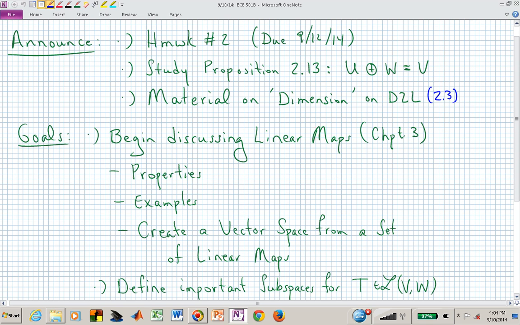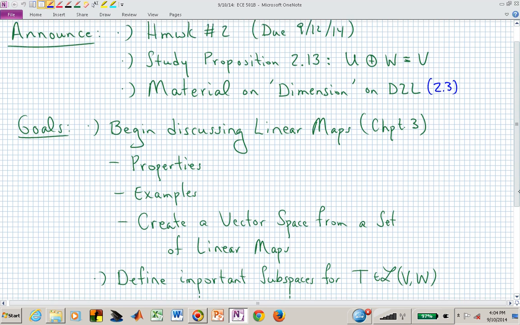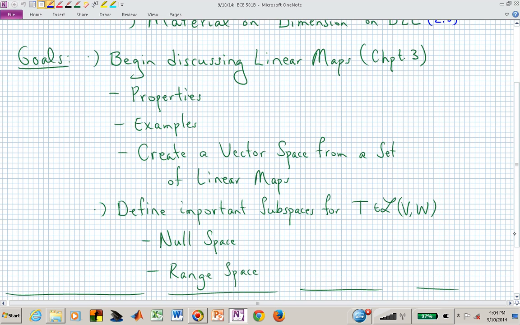Some examples: we will actually create a vector space from a set of linear maps. That's maybe this abstract notion that is more than just a matrix. And then we will start talking about different subspaces associated with linear maps. This we will define. T is a linear map, and it's a linear map going from a vector space V into another vector space W.